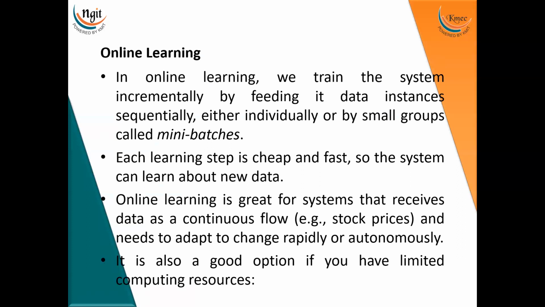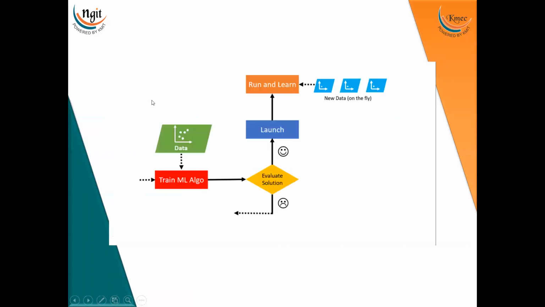In online learning, we train the system incrementally by feeding it data instances sequentially, either individually or in small groups. We call these mini batches. Each learning step is cheap and fast, so the system can learn about new data. Online learning is great for systems that receive data as a continuous flow, for example stock prices, and need to adapt to change rapidly or autonomously. It is also a good option if we have limited computing resources.